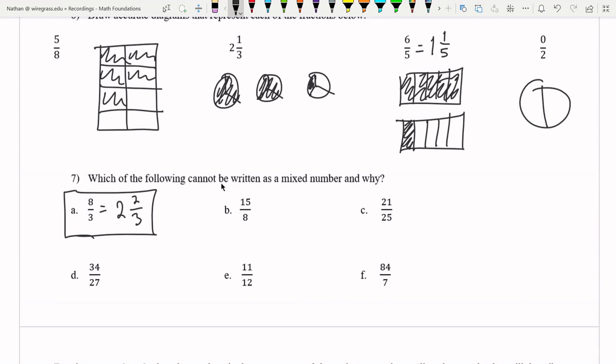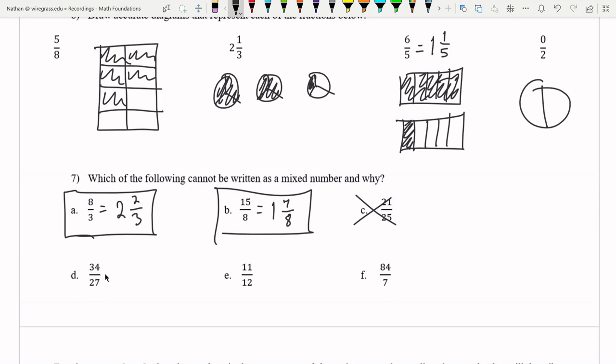This is also an improper fraction, so that means that this can be written as a mixed number, specifically 1 7/8. This is a proper fraction, so this cannot be written as a mixed number. There's no way, right? 25 cannot go into 21 at all. So there's no way of doing this process that I've done for both of these. So this one can't be written as a mixed number.